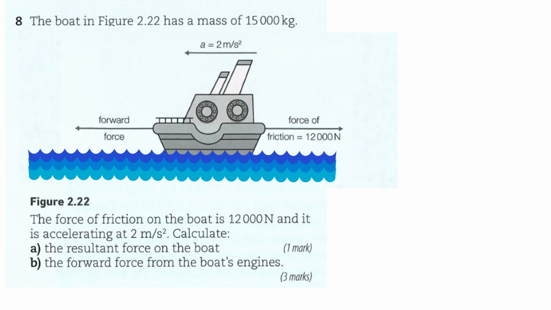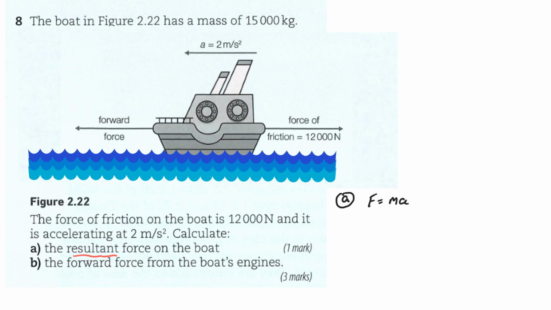Okay, so you can see here that we have a forward force and a frictional force, and it's accelerating at 2 meters per second squared. So there must be an unbalanced force because you can't get acceleration unless there's an unbalanced force. So we need to think about what the resultant must be. And the resultant force, remember, in this case is the one that causes the acceleration. So it's the F in F equals ma.